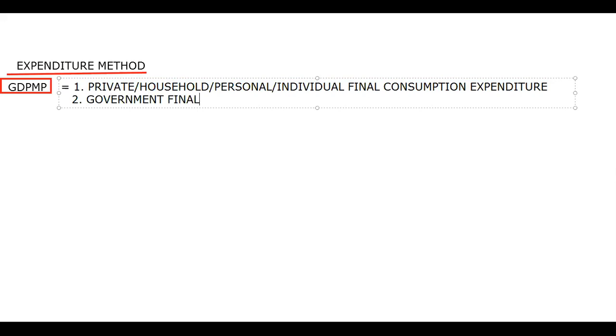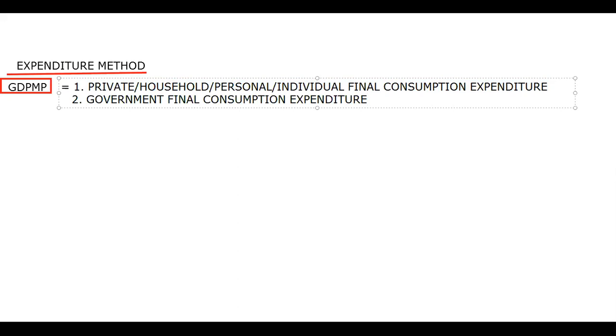final consumption expenditure. The second is government final consumption expenditure. Now, what is government final consumption expenditure?